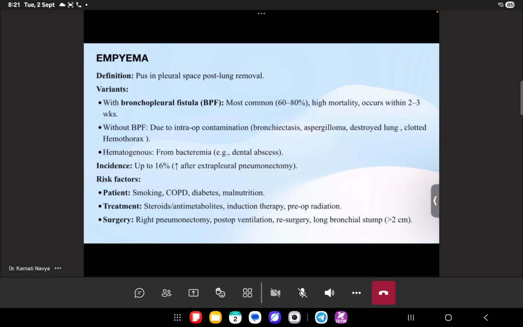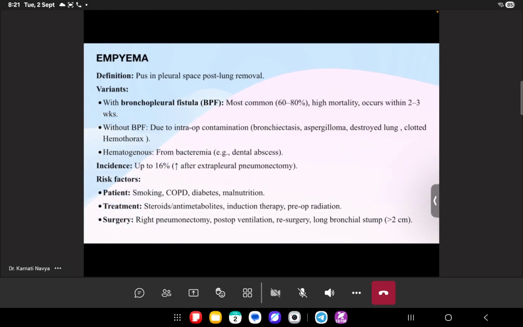Empyema is defined as pus in the pleural space after lung removal. The variants: with bronchopleural fistula, the most common at 60 to 80%, with high mortality occurring within 2 to 3 weeks. Without bronchopleural fistula, causes could be an intra-op communication, bronchiectasis, aspergilloma, destroyed lung, or clotted hemothorax, and hematogenous spread from bacteremia, for example, dental abscesses.